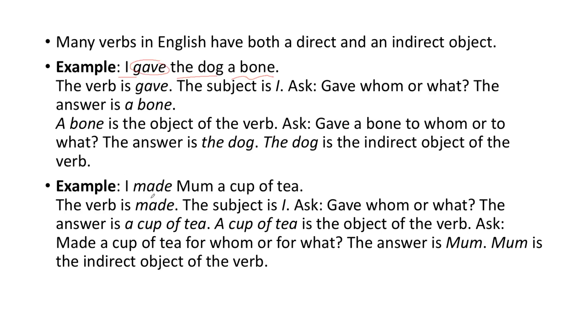And it's the same for this example here. In the sentence, I made Mum a cup of tea, made is our verb. The subject, again, is I. And then we ask, made whom or what? And the answer is a cup of tea. And then we can continue to ask, the cup of tea is the object of the verb. We ask, made a cup of tea for whom or what? And the answer is Mum. Mum is the indirect object of this verb.